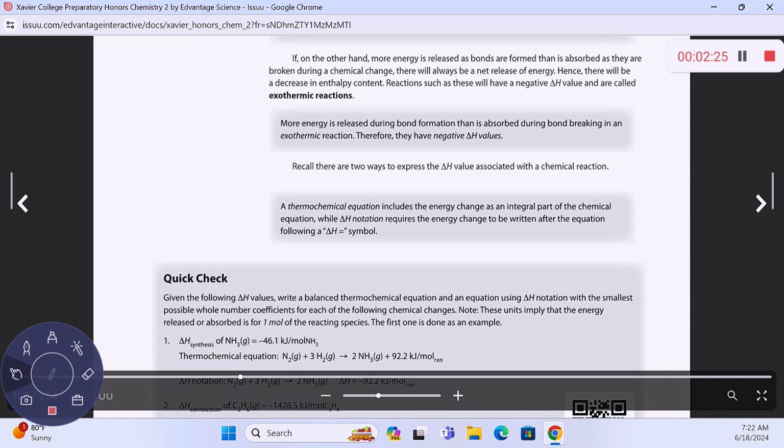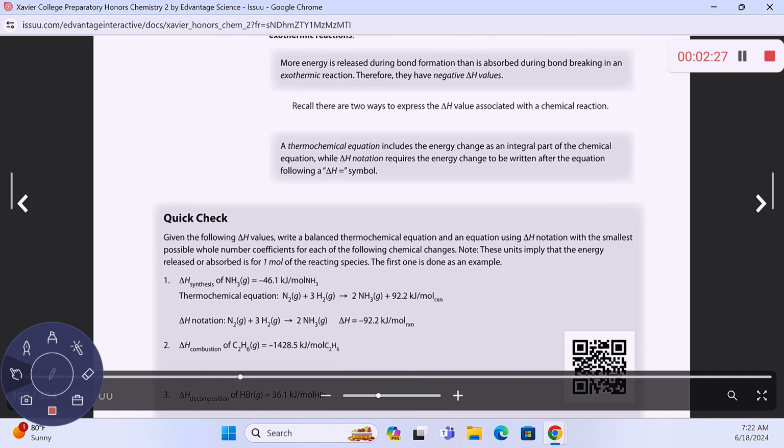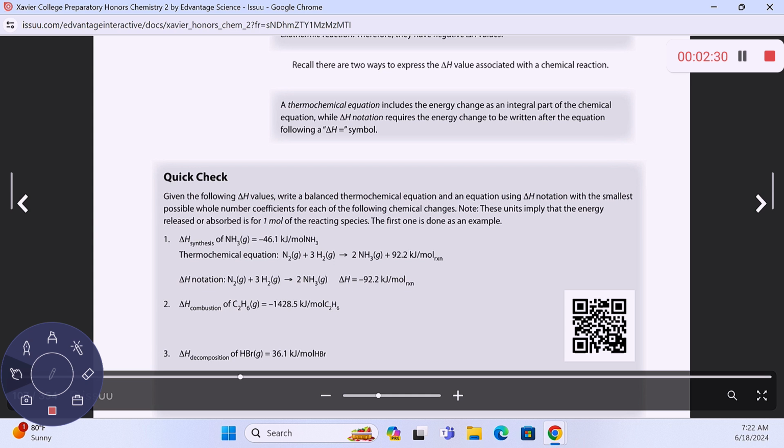There are 2 ways to express the delta H value. Remember, we had thermochemical equations, which had the delta H value as part of the equation. And then we also had delta H notation, where it listed the delta H value after the balanced chemical equation, okay? Okay, let's turn to the next page, and let's talk about something new.